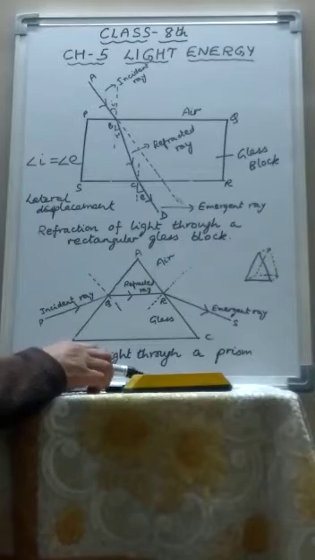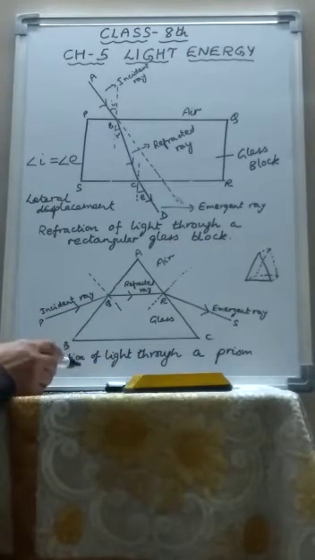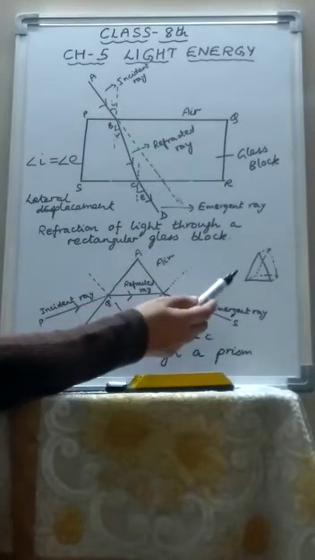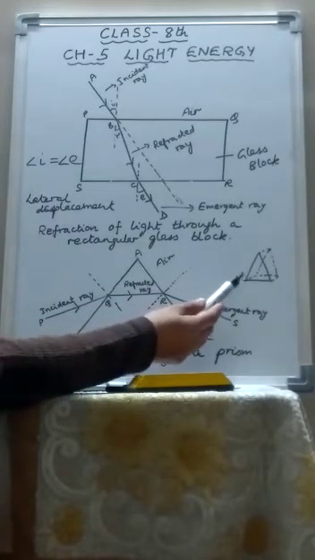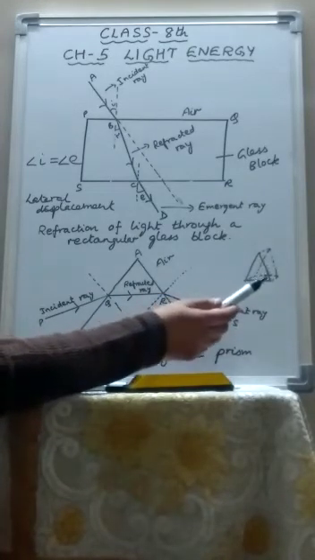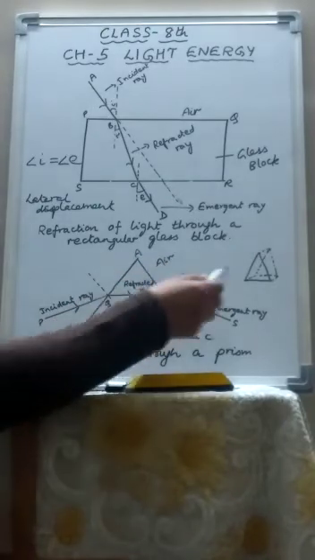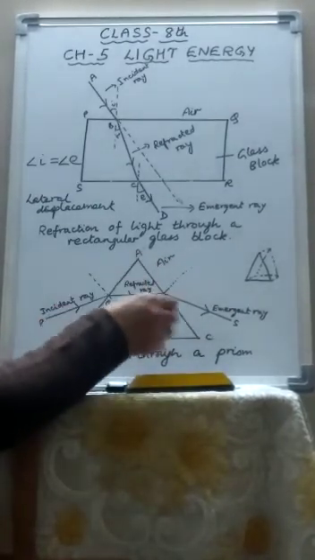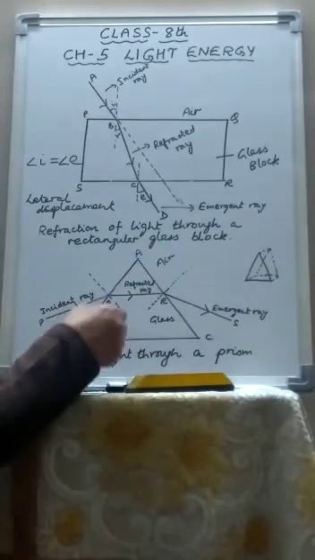Now the next topic is refraction of light through a prism. Now what is a prism? A prism is a transparent medium. It is bounded by 5 plane surfaces with a triangular cross section. If you look from the front, it will look like a triangle. Sorry, not rectangular, it is triangular.